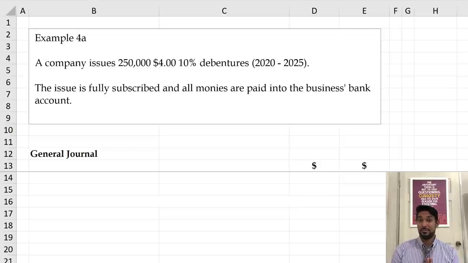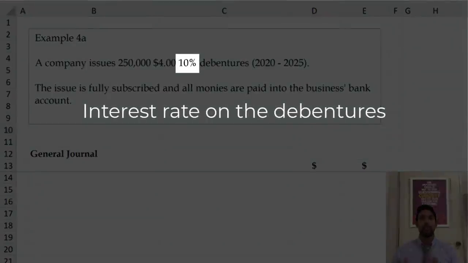So it's also not called a par value. It's not a par value for debentures that I know of. Could be wrong, check it out. 10% is the interest rate. All loans attract interest. The 10% is the interest rate.